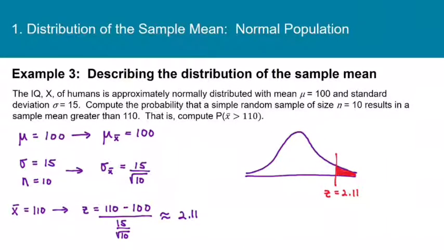At this point, you would go to the z-table and find the area to the right of 2.11, and the table says that that area is 0.0174.